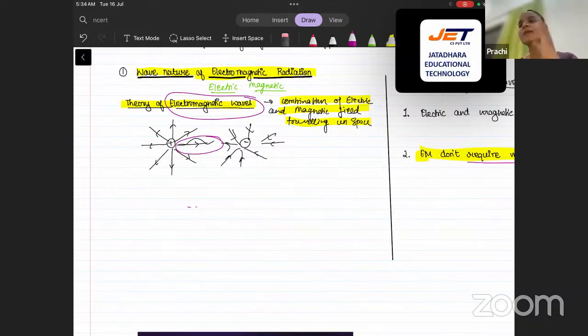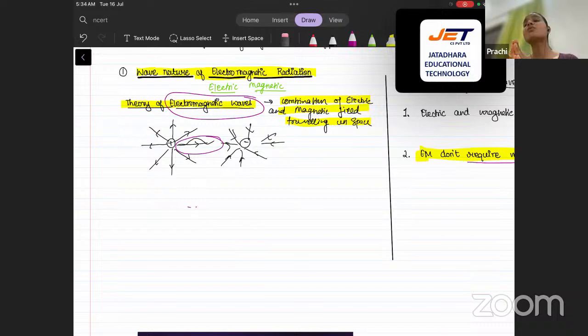Your electromagnetic radiations have a dual nature. They behave as a wave also, and they behave as a particle also. This was the question at that time, around the 19th century, that most of the scientists were puzzled with the nature of light, right? Whether it behaves as a wave or as a particle. Initially, all of them believed that light only behaves as a wave.